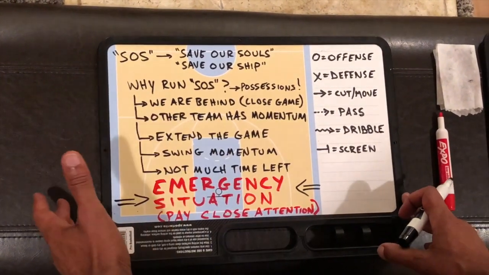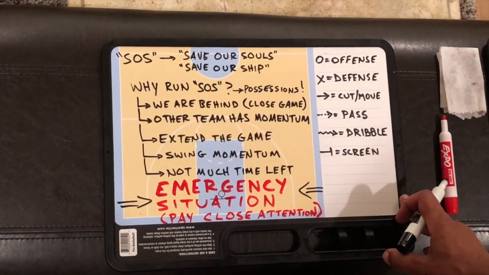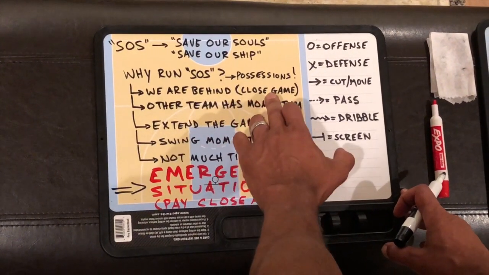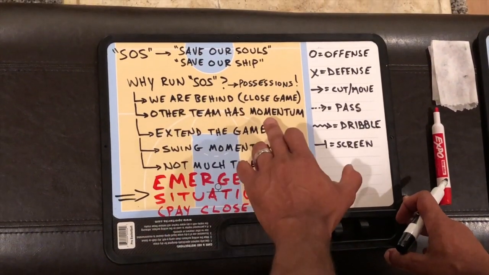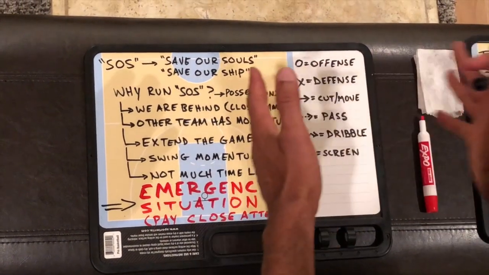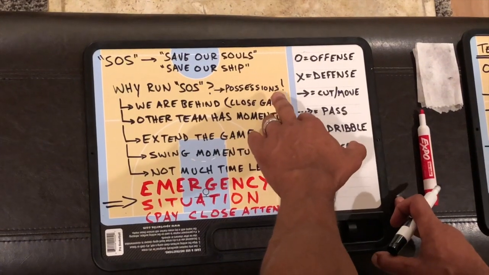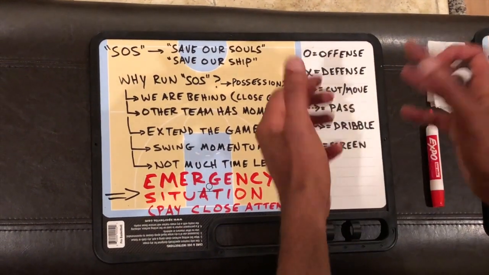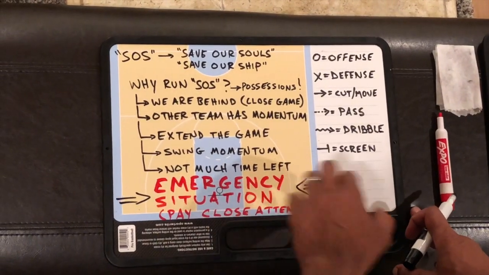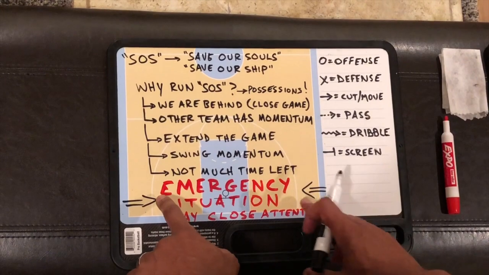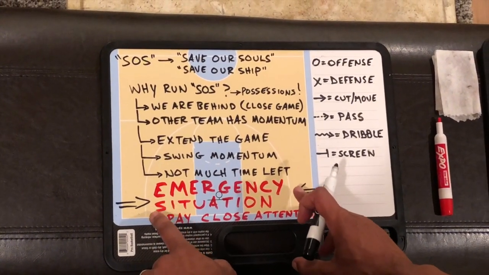Now, why do we run SOS? We need possessions, and here's the situation that we're in. We are behind, it's a close game, the other team has momentum. We're trying to extend the game or make the game longer so that we can get more possessions because we're ultimately trying to swing momentum or get it back in our favor because we don't have that much time left on the clock. So just like in SOS, this is an emergency situation.